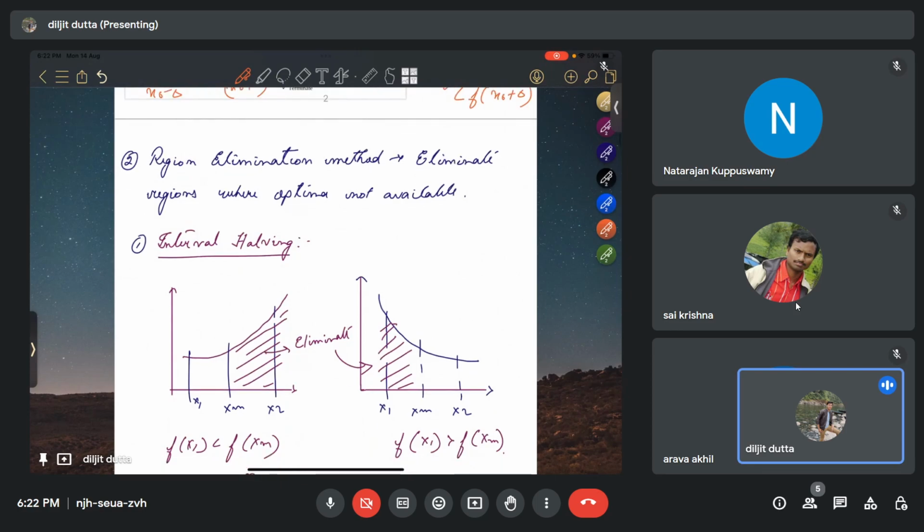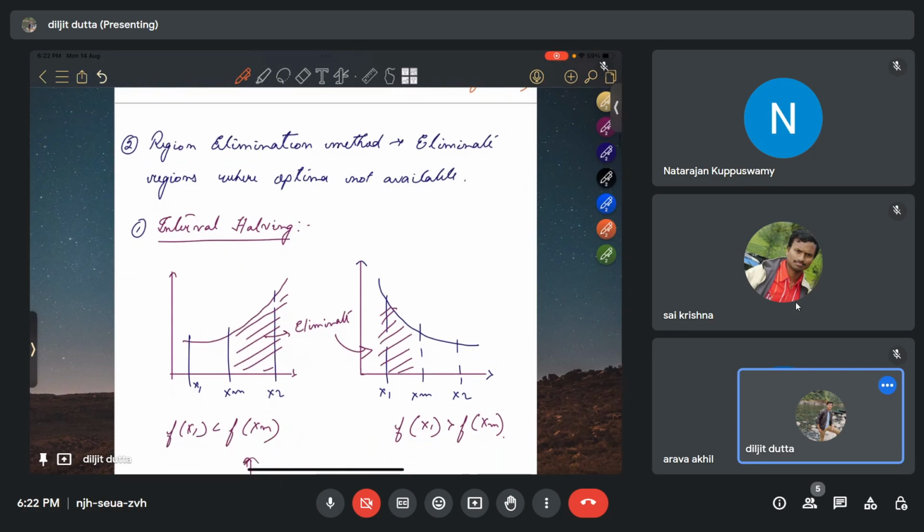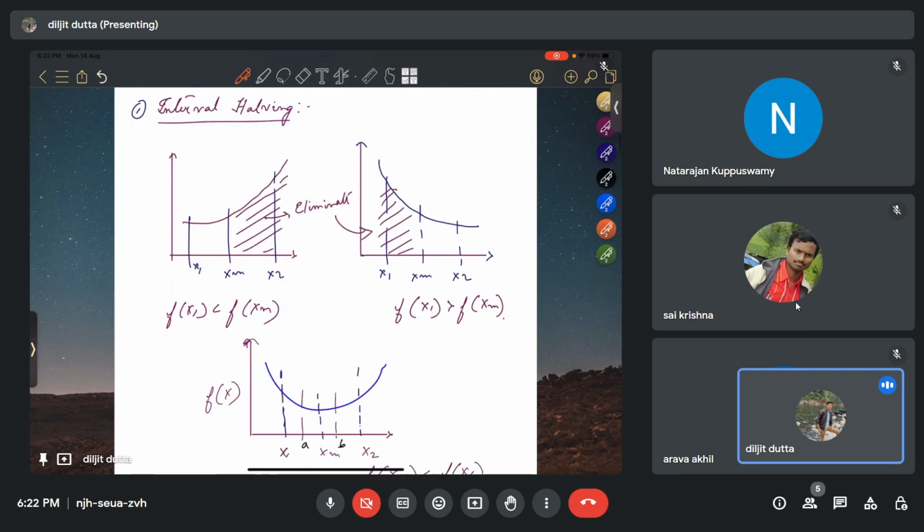So the next type of methods are called region elimination methods. In region elimination, we eliminate the regions where the optima is not available. The first method is the interval halving method. In interval halving, suppose we have 2 points, x1 and x2, and we get a midpoint, xm equal to x1 plus x2 by 2. We will do the function evaluations at all the 3 points.